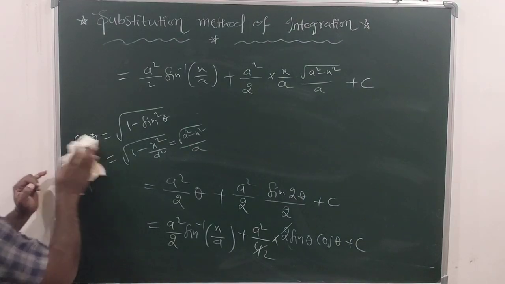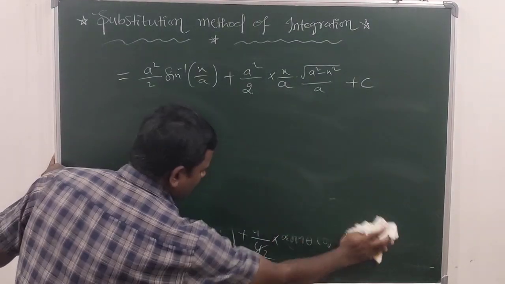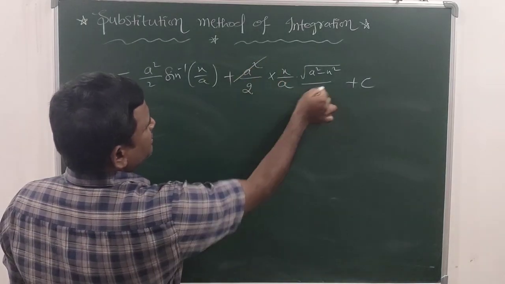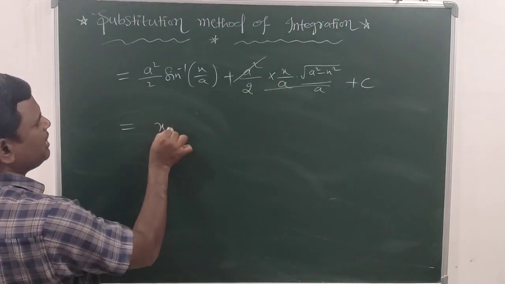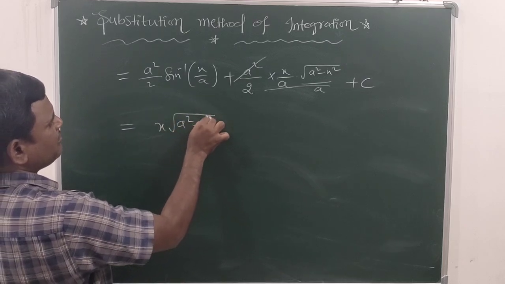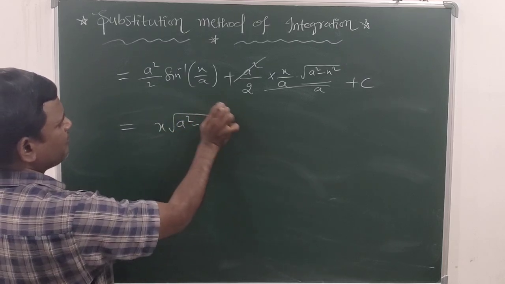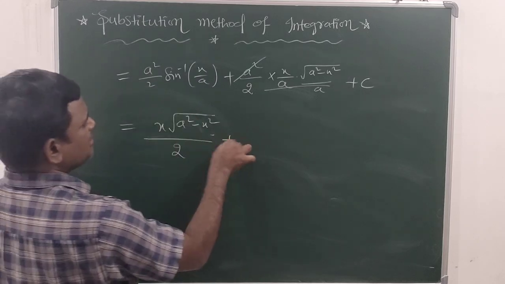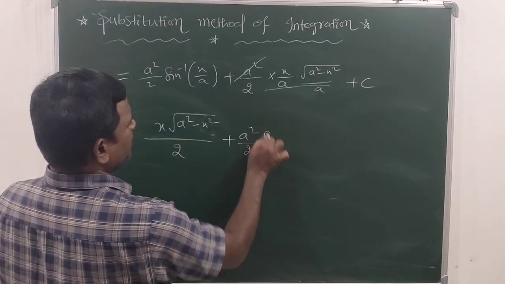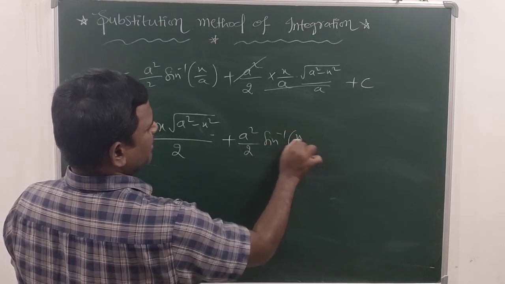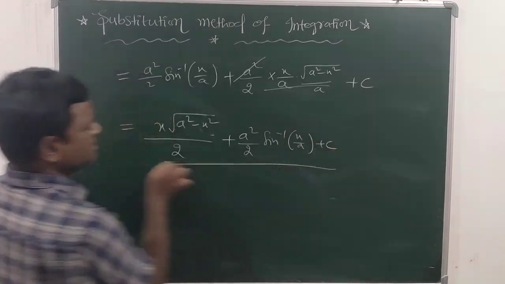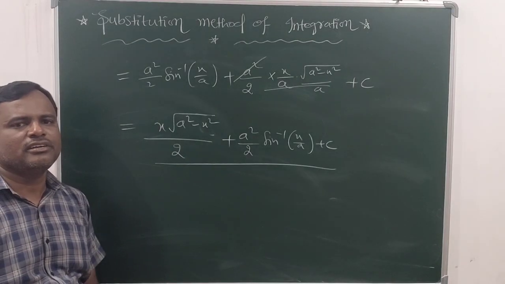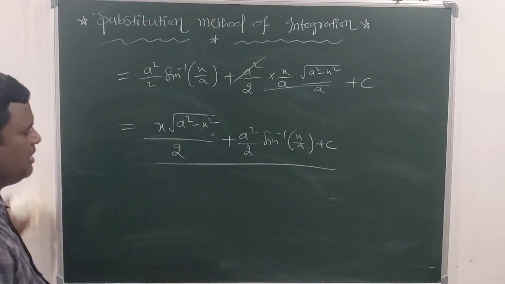Okay. Now you have got your required result. See here, so this a square cancels. So x into root of a square minus x square by 2 plus a square by 2 sin inverse of x by a plus c. So this is your required result for that given integral.